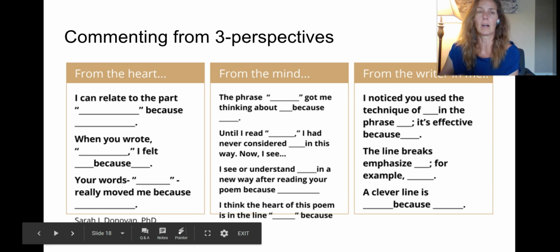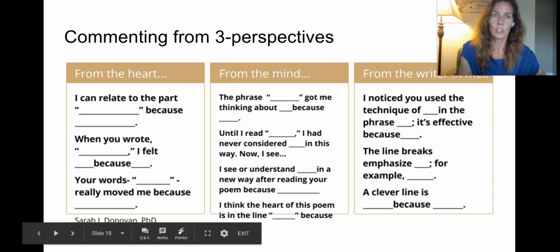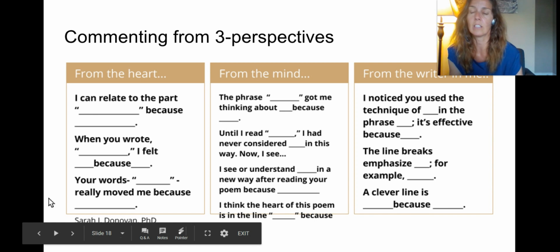So I talk about this as sort of like the rhetorical triangle, that when we're listening to stories or other people's writing, we're talking about how we can relate personally or how the author is speaking to our heart, or pathos, how the author is speaking to our mind, or logos, and how the author is establishing their credibility, or ethos. So it's sort of the writer's talent or skills. So I can relate to this part because this phrase got me thinking, because I noticed you use the technique of alliteration in this phrase of, and it's effective because, so again, we're teaching them to think and speak and write like readers and writers do.